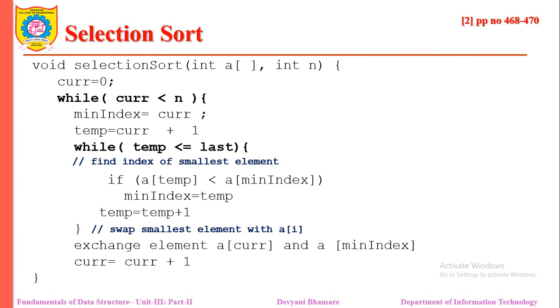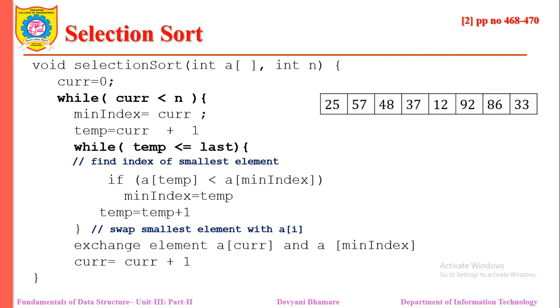Means if we are having this array A, then initially the current is equal to 0. So this current will be increased by 1, means all passes have been traced out. Then we are identifying that minimum index is equal to current, means this element is going to be swapped. Then we require one new counter, let it be temp. Then temp will be current plus 1. In this case, temp will be 1 till the last element.